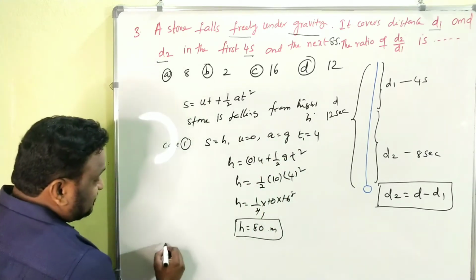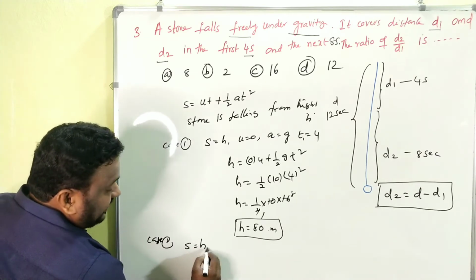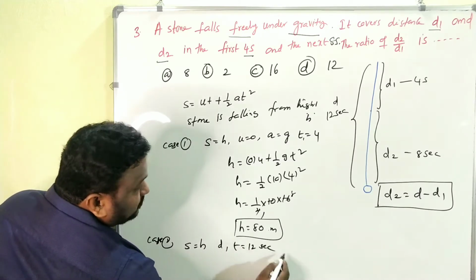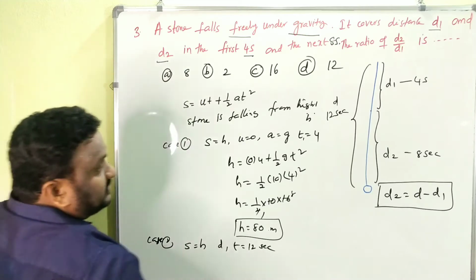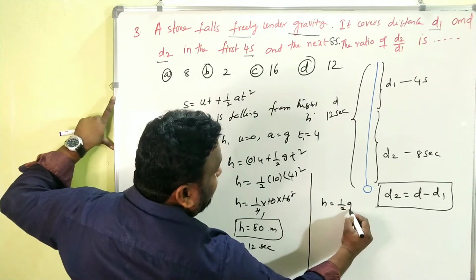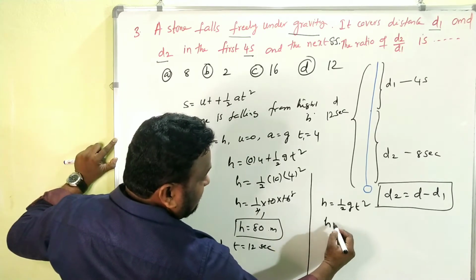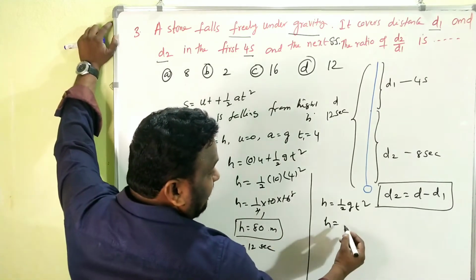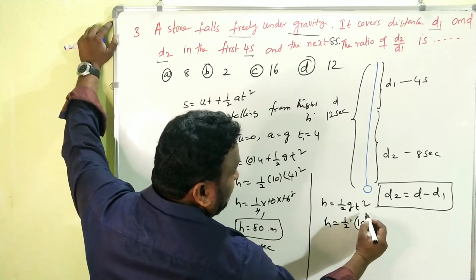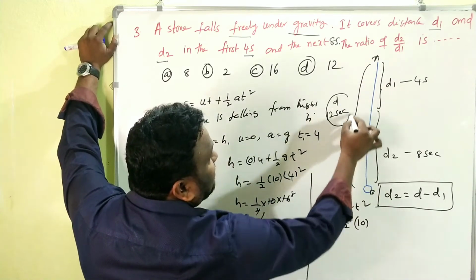The distance traveled in 12 seconds. Here, case 2: s is equal to h, the distance traveled, and t is equal to 12 seconds. Then we will find it. Simply, h is equal to half g t square, the formula. Here h is the distance traveled, which is half into g, where the g value is 10, into the time taken. I am saying this is A and this is B. The time taken is 12 seconds.